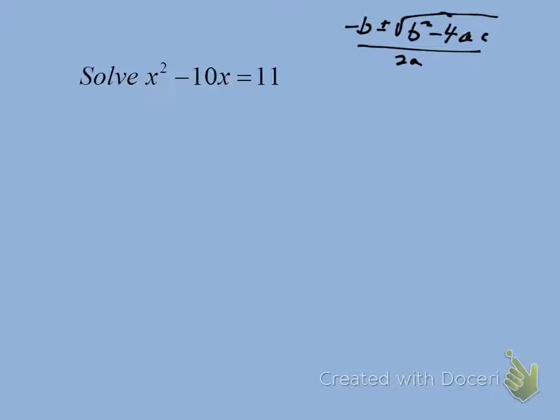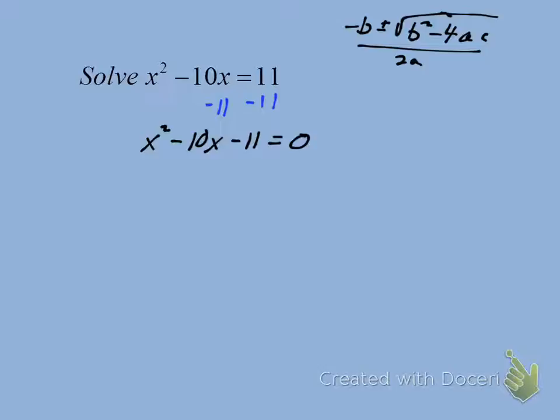Whole numbers? No. Square root? No. Your equations had to equal what when you factored? When you solved by factoring, there was a specific number you had to make it equal. Zero. You have to make your equation equal 0. You have to do that here also. So how are we going to make this equation equal 0? Minus 11. We're going to subtract 11, which will give us x squared minus 10x minus 11 equals 0.